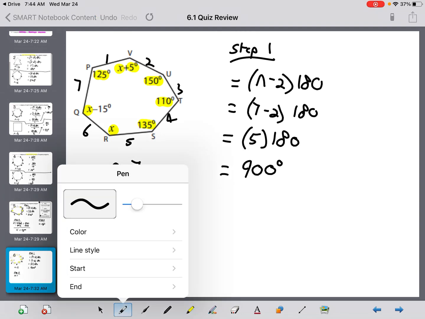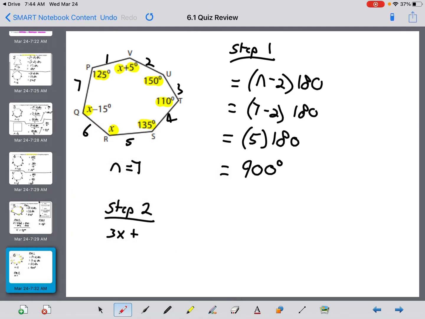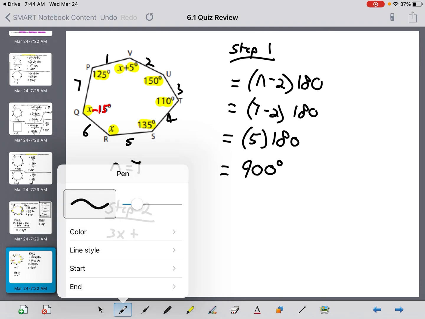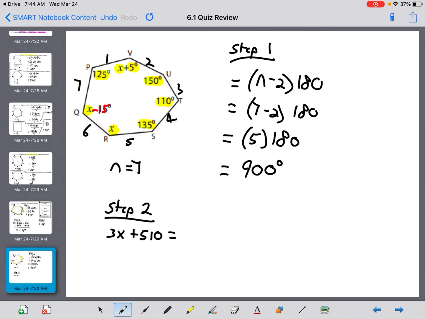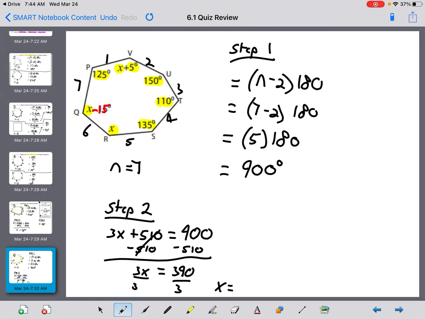And then be careful here. This is a minus 15. So do not add that, subtract it. And we should get 510 when we add up all of the interior angles, equals your answer from part 1, which was 900. Subtract 510 on both sides, and 3x is equal to 900 minus 510, which is 390. Divide both sides by 3, and x equals 390 divided by 3, which is 130 degrees.